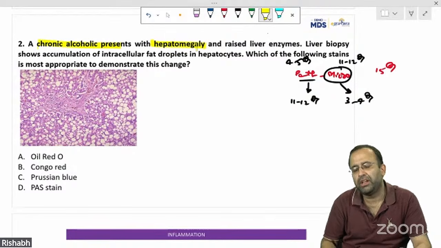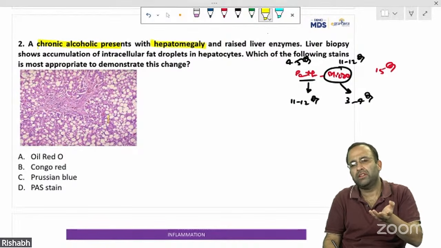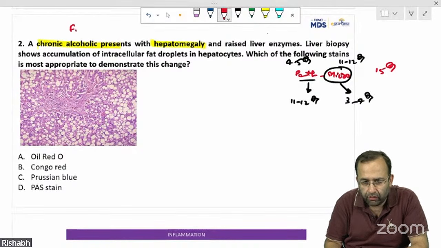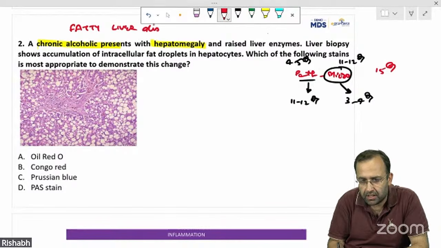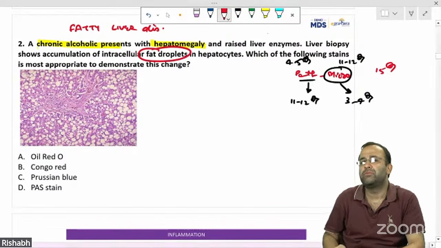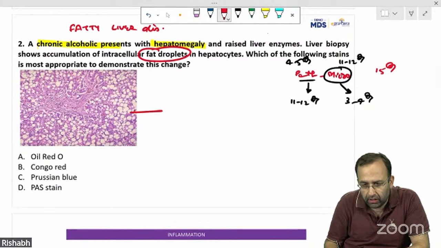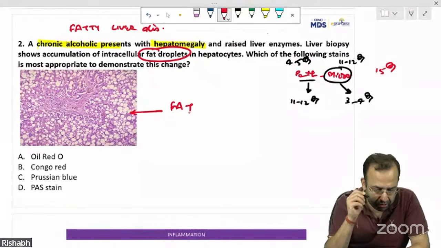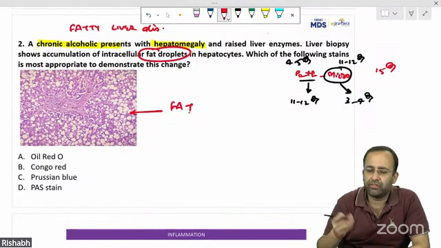Alcoholic with hepatomegaly. Alcohol is associated with fatty liver disease, all of us know this. After that, fat droplets were also given in the history. All this white is fat. So which is the stain used for fat?